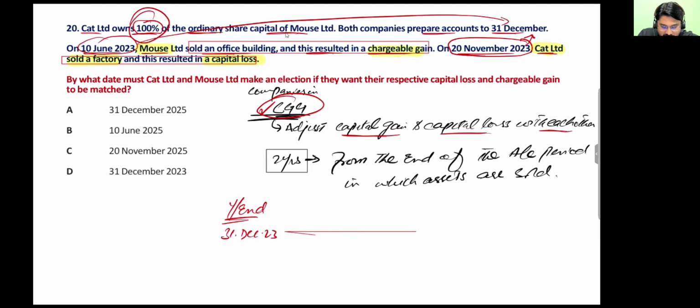And from this year end date, from the accounting end date, if we start counting a 2 year time period, that will end on 31st December 2025. So what we can say is that the correct option is option A. If both the companies are there in capital gain group and both the companies have capital gains and capital losses to be adjusted, they must make an election. This election is to be made within 2 years from the year end date in which the assets are sold, and the relevant date for this question is 31st December 25.